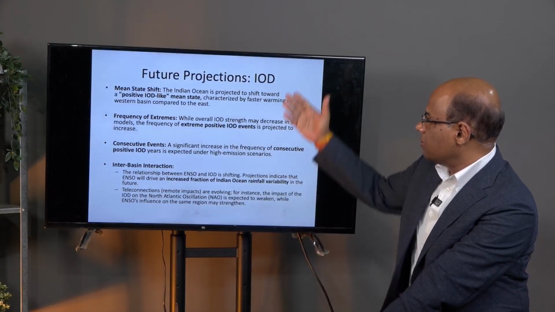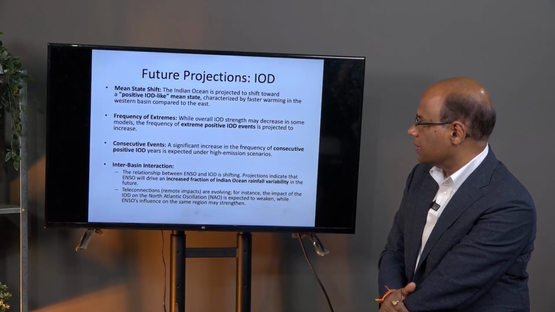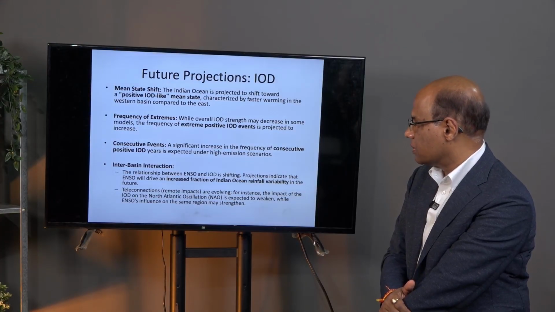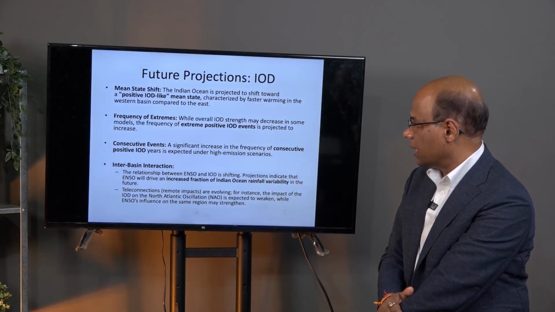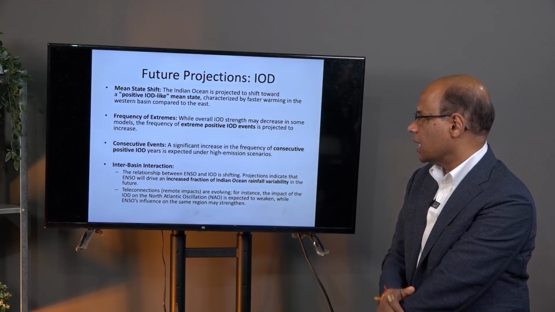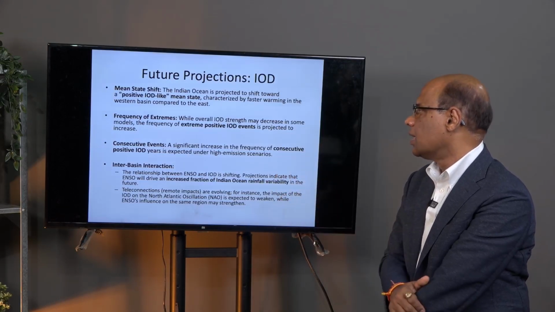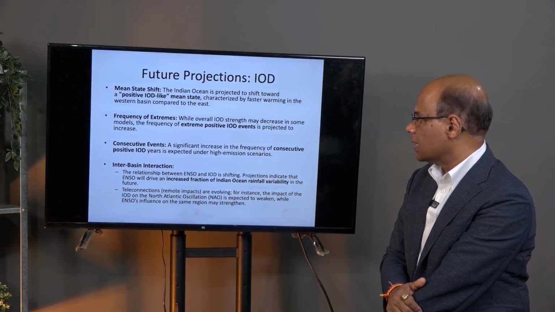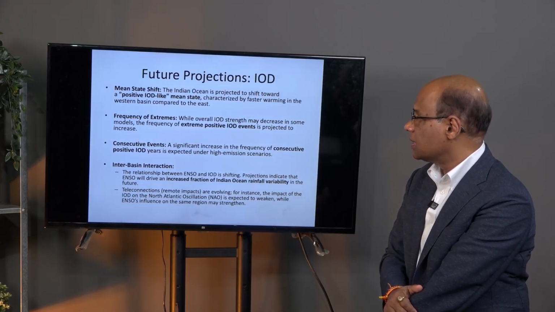So, I already said the mean state shift will be more like positive IOD, and we have more consecutive IODs. Maybe it will become a positive IOD-like mean state, and that also will influence the interbasin interactions, because we have seen that IOD can influence the periodicity of ENSO, the predictability of ENSO, and the intensity of ENSO.